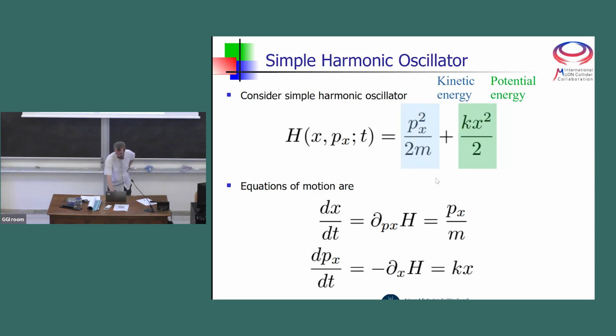Then the equation of motion is the partial derivative with respect to px of the Hamiltonian, which if we do the maths is just px divided by m. The 2 comes down, and we get px divided by m. Then for the change in momentum with respect to time, because here I have time as the independent variable, we again take the partial derivative with respect to x. We have the minus sign there, so we get minus kx.